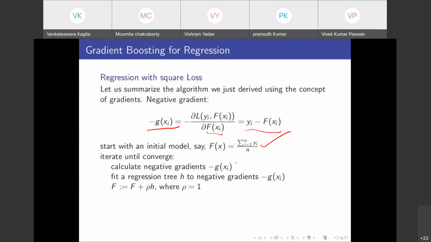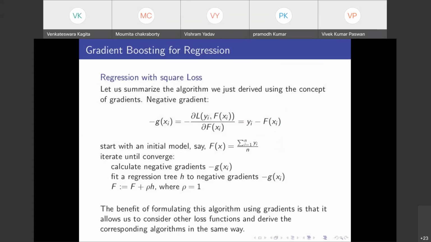Calculate the negative gradients minus z of xi, which means the residual in this case, but not necessarily for all loss functions. Fit a regression tree or regression model h to the negative gradient, and update the model: f equals f plus h. And repeat this process. Alright, so that's what we are doing.